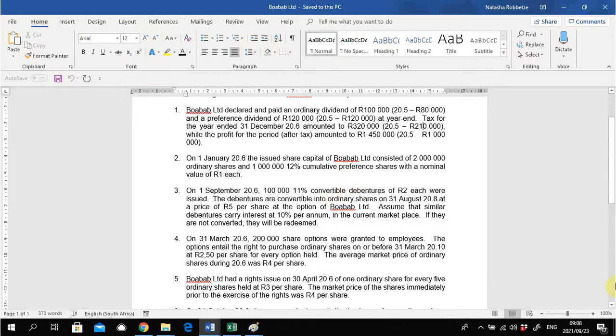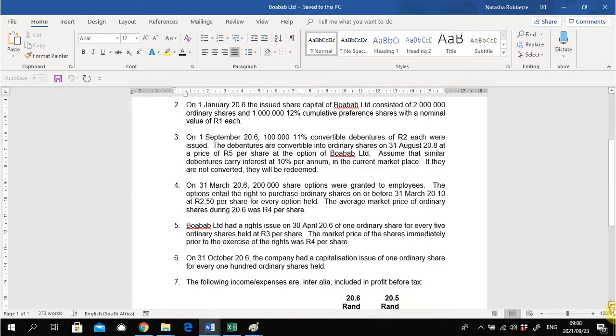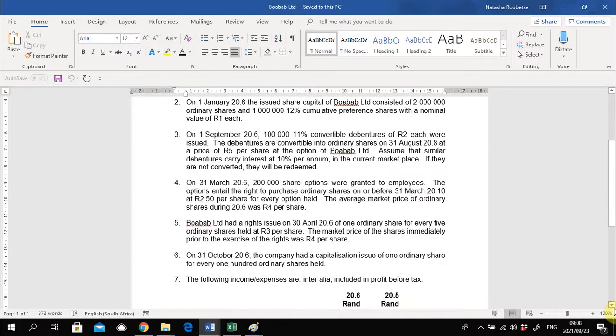In the fourth note, they talk about share options. On the 31st of March 2006, 200,000 share options were granted to employees. The options entail the right to purchase ordinary shares on or before the 31st of March 2010 at 2 Rand 50 for every share option held. The average market price of ordinary shares for 2006 is 4 Rand per share.